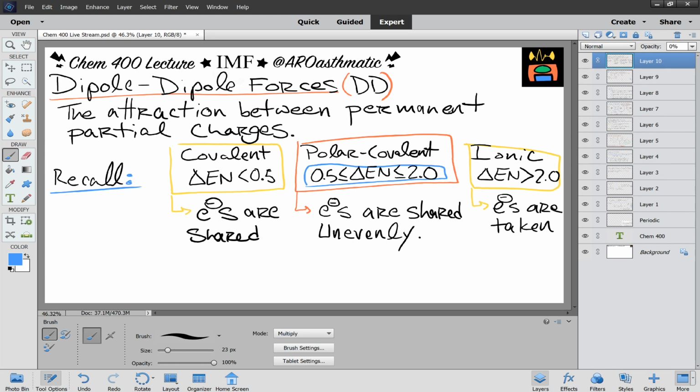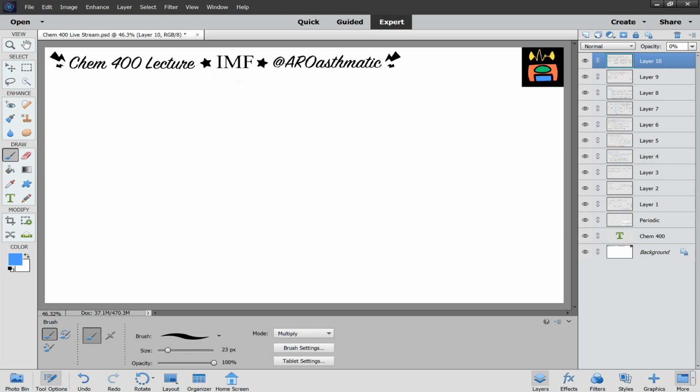Let's take a look at this. Consider the molecule hydrofluoric acid. All right. When you draw this molecule out, it ends up looking like this.